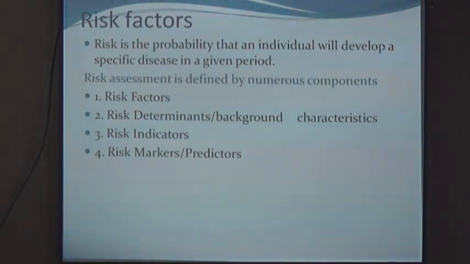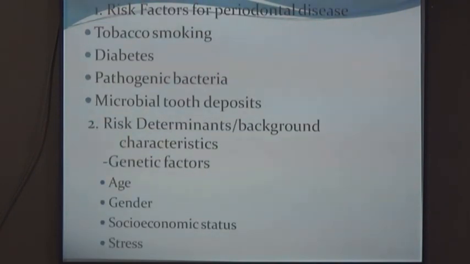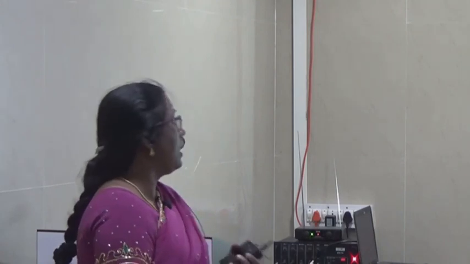Risk factors. I told you when I was talking about smoking, I said it is one of the environmental risk factors. So, the risk assessment is defined by numerous components: risk factor, risk determinants, risk indicators, risk markers. See, these are all risk factors: environmental risk factor, systemic risk factor. Smoking is environmental and diabetes is systemic. Pathogenic bacteria and microbes again are environmental. Determinants and background is genetic factor, age, gender, these are all determinants.